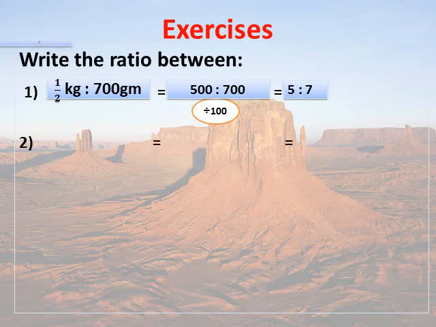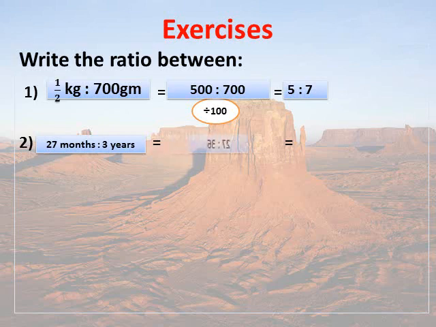Exercise number 2. 27 months to 3 years. Months and years. The greatest unit is year. We must convert the greatest unit into the smallest unit, which is months. Okay, 1 year equals 12 months. So 3 years equal how many months? 3 times 12 equals 36.